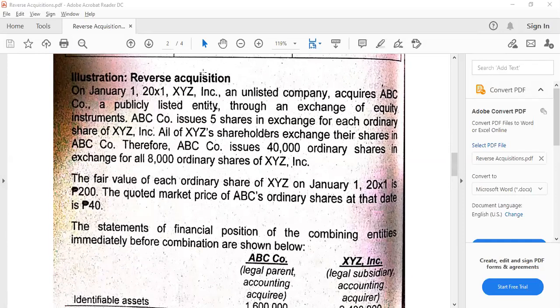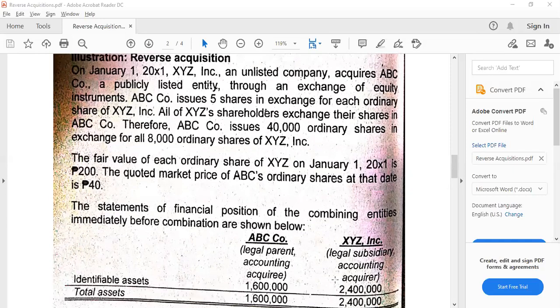Example, so let's say XYZ Incorporated, which is an unlisted company. This is the private entity. Another lesson here is that this is also another word for a private entity, and that is an unlisted company. So it acquires ABC Company, a publicly listed entity, through an exchange of equity instruments. So here it's clear by the wordings that XYZ Company is the one that acquires. So private company, accounting acquirer, and it is the legal subsidiary.